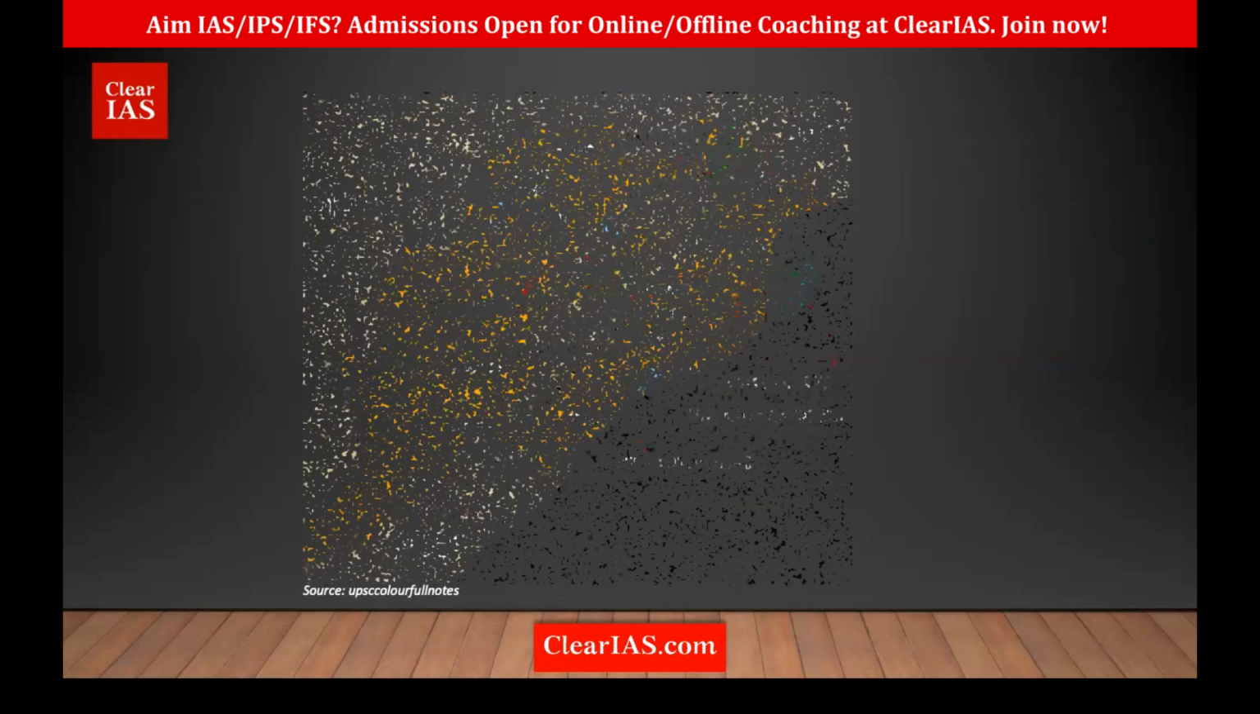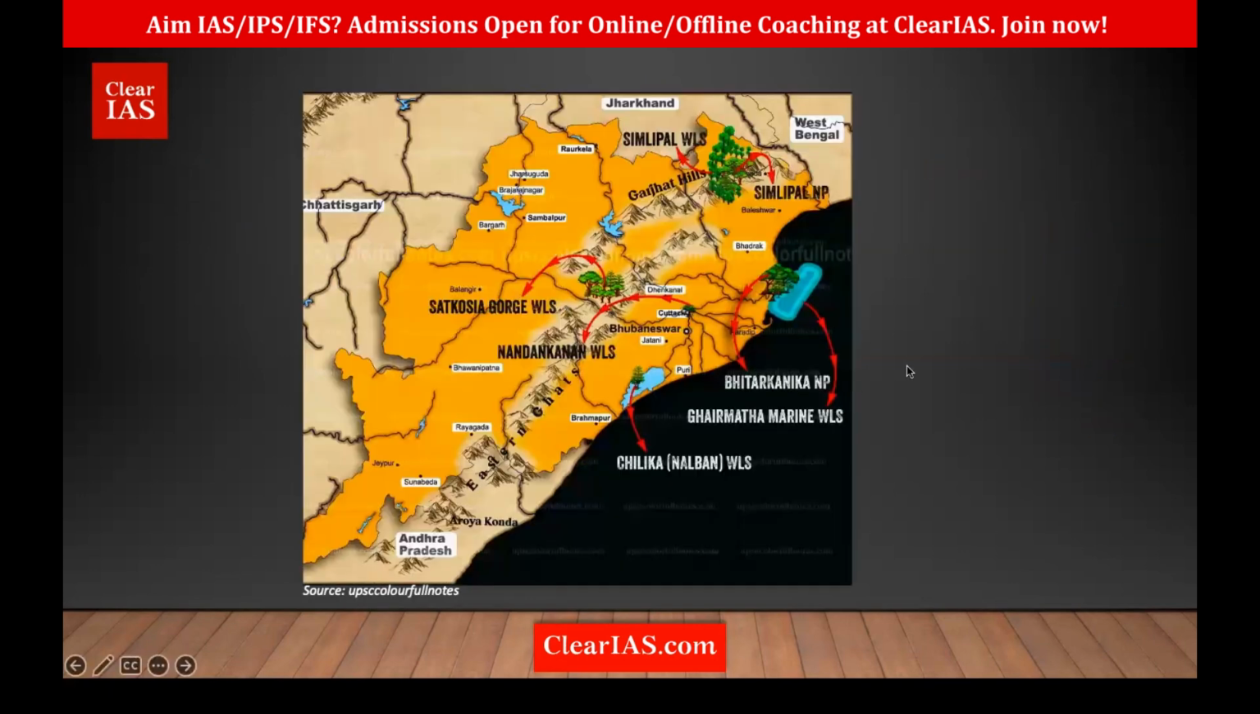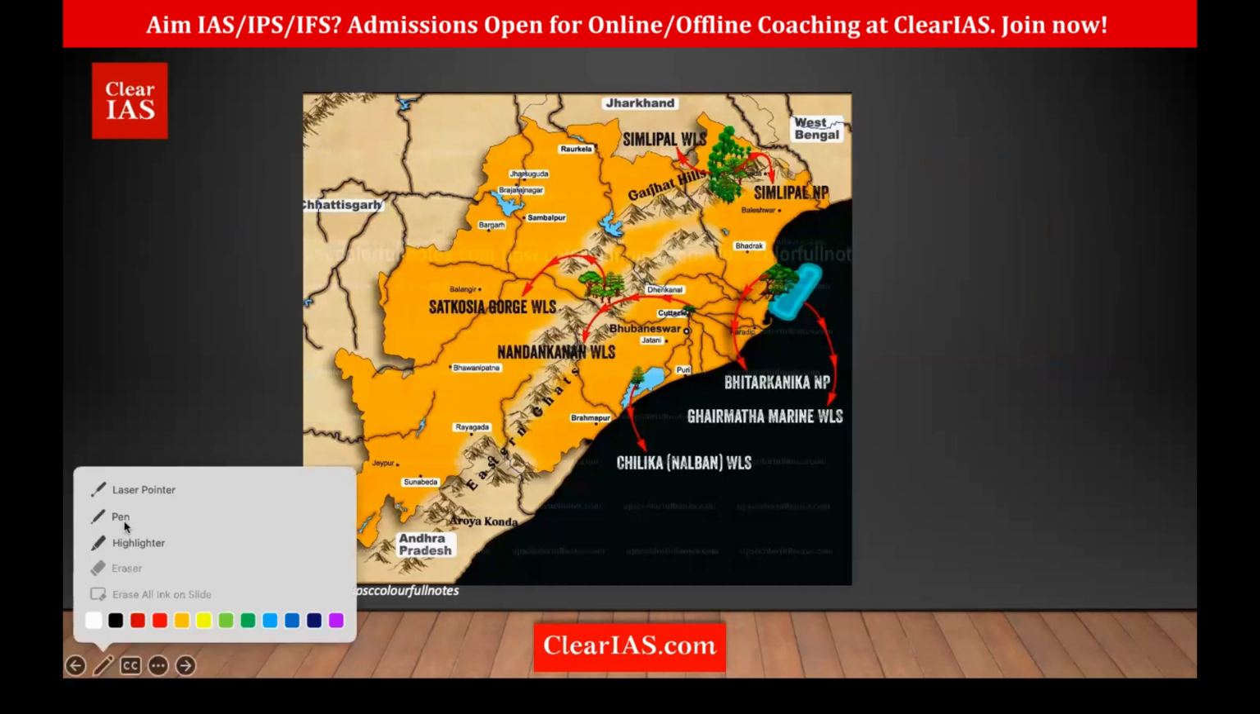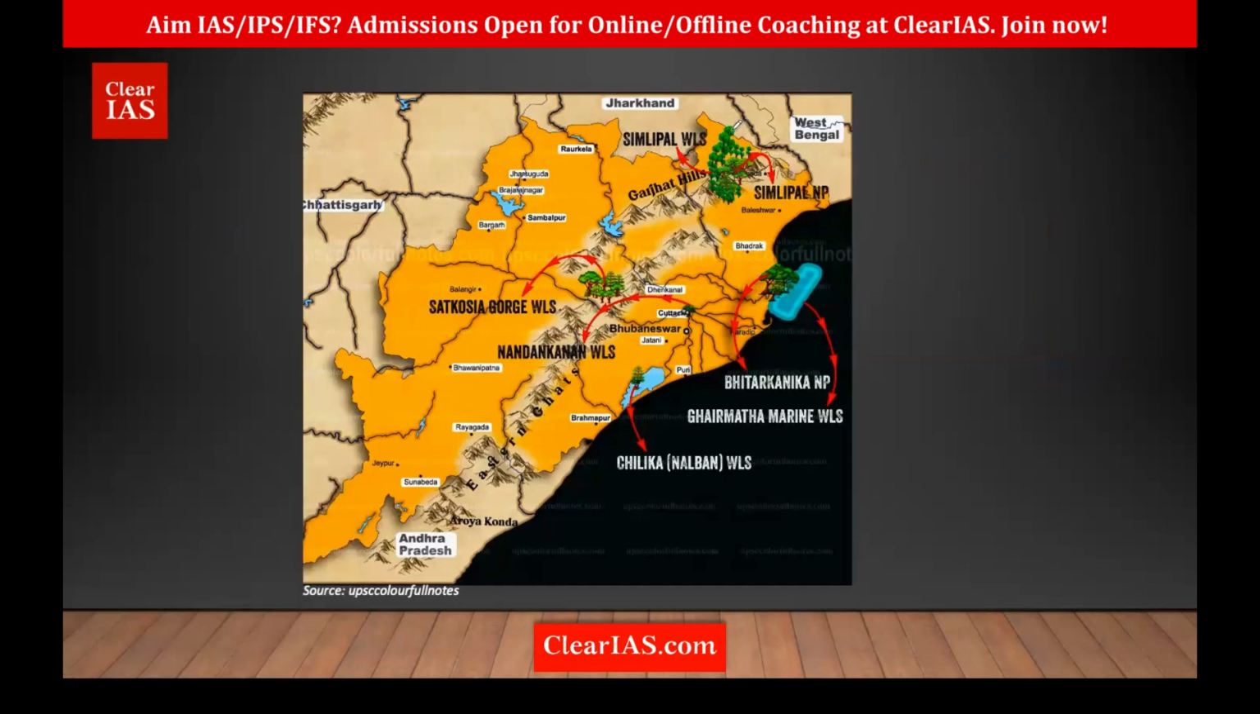Now we'll see a picture. So you can see here, this is the location of Simlipal. We have the Simlipal Wildlife Sanctuary and the National Park. You can see it's near Jharkhand. See? It's not at the coast. It's almost in the interior.